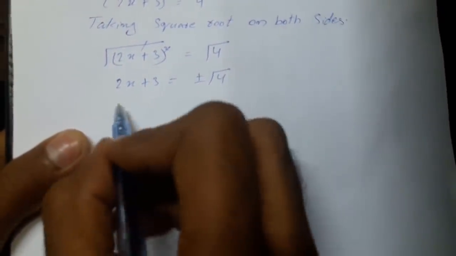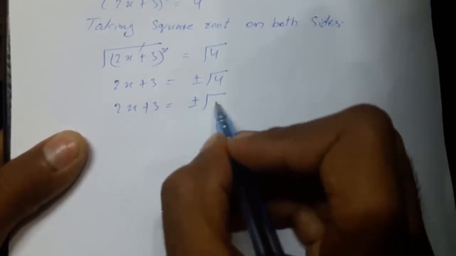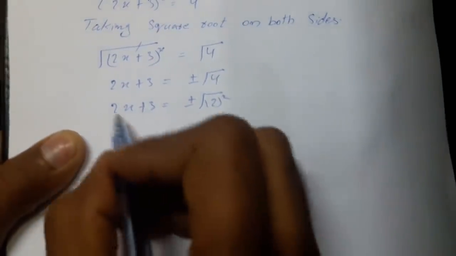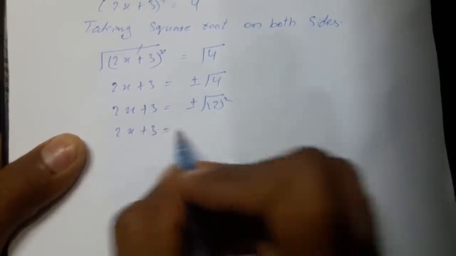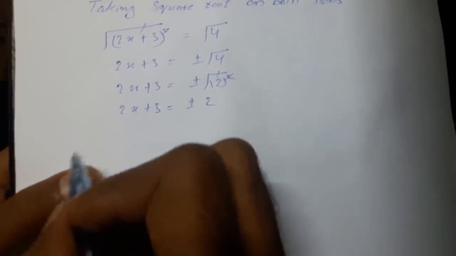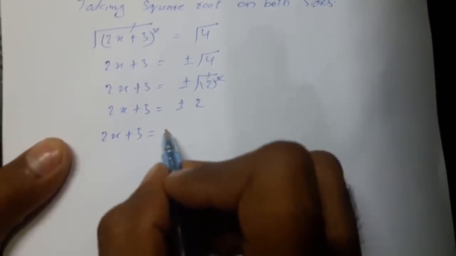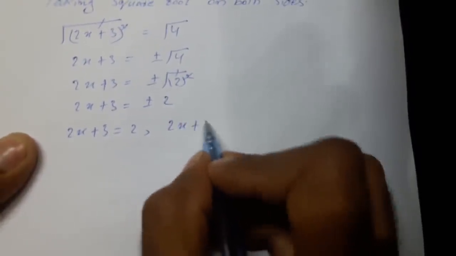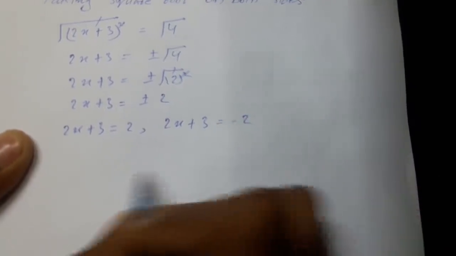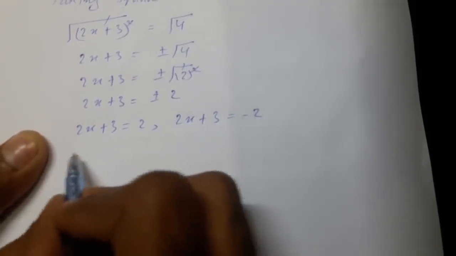So now 2x plus 3 is equal to plus minus the square root of 4, which is 2. So 2x plus 3 is equal to plus minus 2. Now we will write this equation as plus and as minus: 2x plus 3 is equal to 2, and 2x plus 3 is equal to minus 2. So we will solve this one.